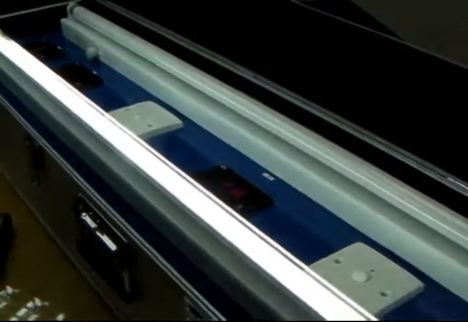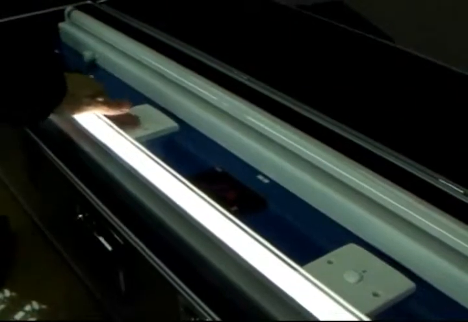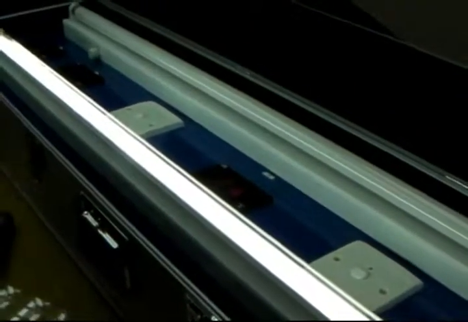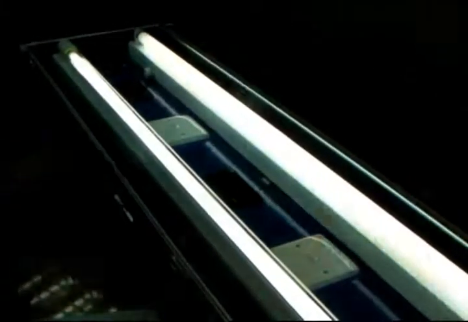As you can see, there is no flickering when the tube starts up. Also, the color rendering index of the light source is also higher, which makes the viewing more comfortable. There is no rewiring or other alteration required. Replacement of the Eco tube is the same as the conventional tube, only we don't need the starters.